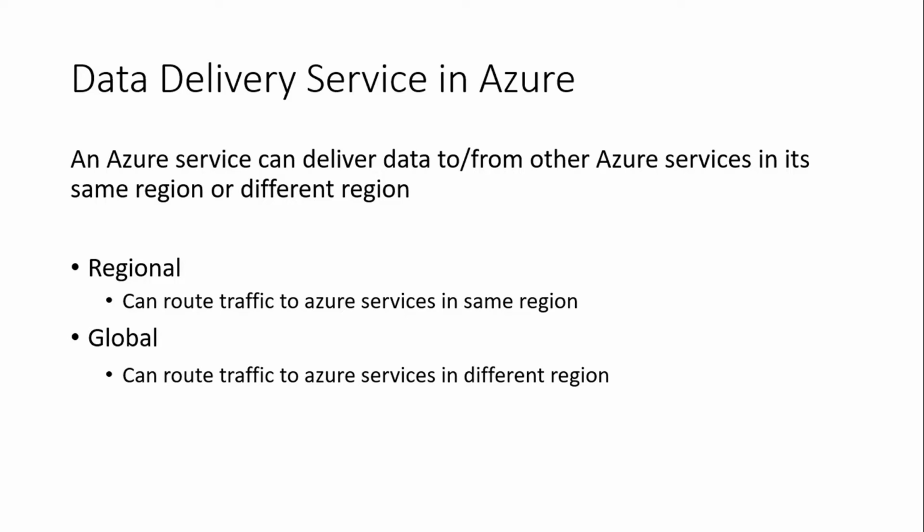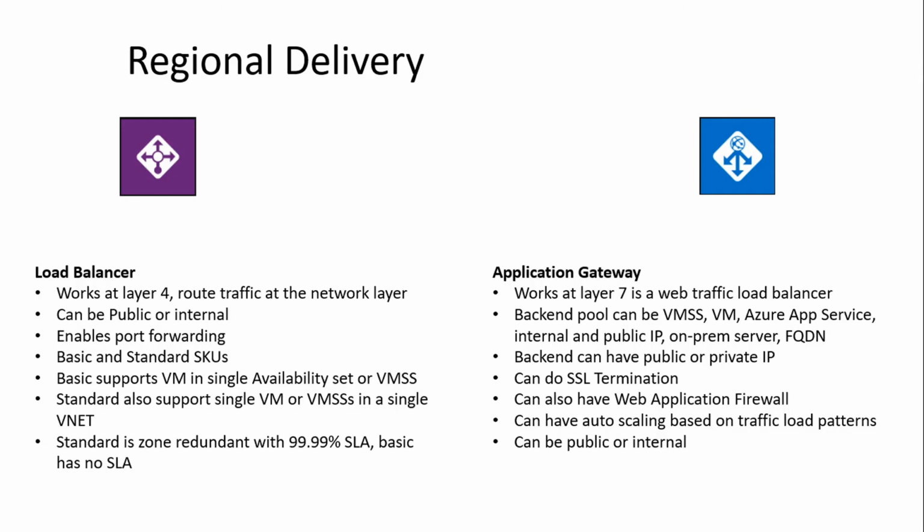So a regional Azure service is one which we provision in a particular region, and they can only route traffic to other Azure services in the same region. But the global ones are those which we provision in Azure and they can route traffic to other Azure services which are in different regions as well. So in regional delivery, we have two services provided to us by Azure. The first one is load balancer and the other one is application gateway.